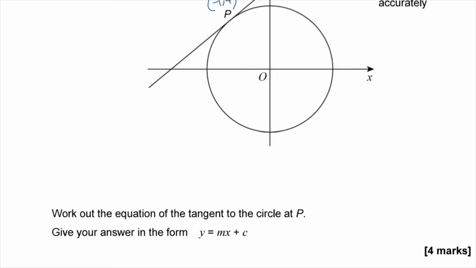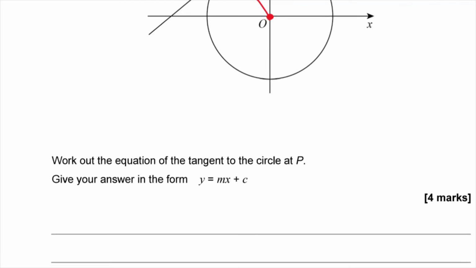Now, in order to get that extra bit of information, we can use the fact that a radius of a circle is at 90 degrees to the tangent drawn at the point of contact. So my line OP is going to be perpendicular to my tangent. So if I can find the gradient of OP, then I can work out the gradient of the tangent. So let's find the gradient of OP first.